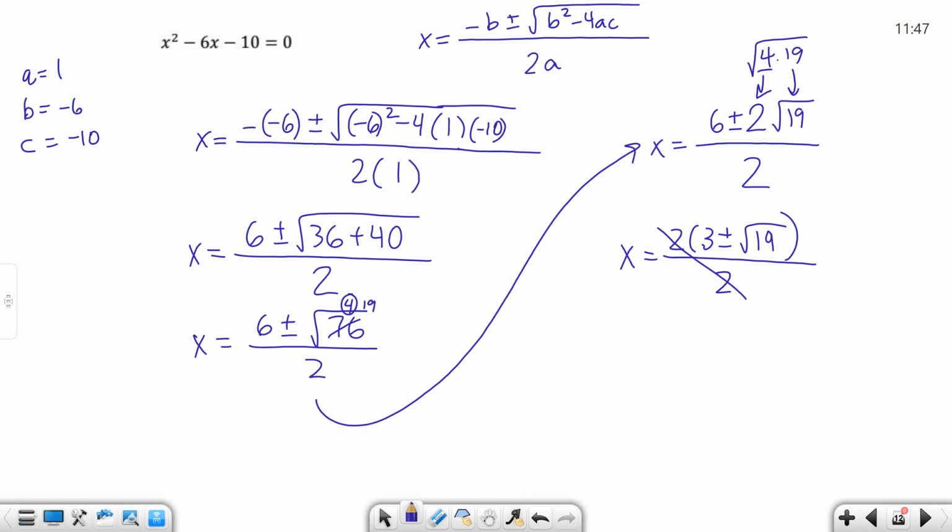These 2's divide out, and I have x equals 3 plus or minus the square root of 19. The reason you could do that, this 2 is times. See the parentheses around all this? That's completely factored. When it's completely factored, you can then divide out something that is factored out by the denominator if it's one term. So then x equals 3 plus or minus the square root of 19.